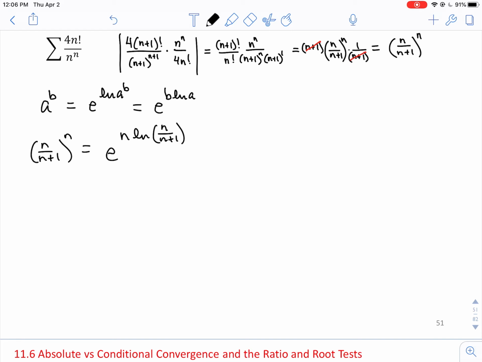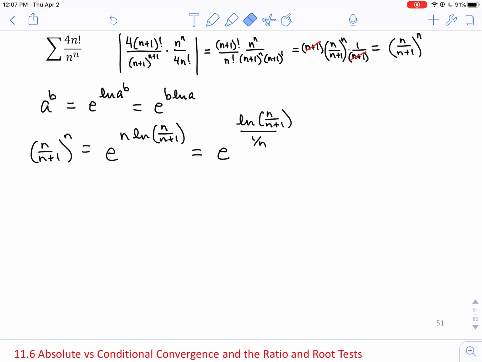And the easiest way to turn a product indeterminate into a quotient indeterminate so that you can use L'Hopital's rule is, instead of multiplying by n, divide by 1 over n. Now, this is approaching natural log of 1, which is 0, and as n goes to infinity, we get 1 over infinity, that's also 0. We have something that L'Hopital's rule can be used on.